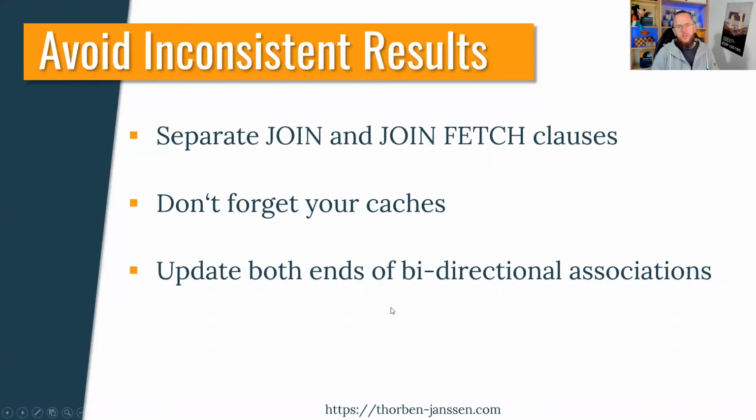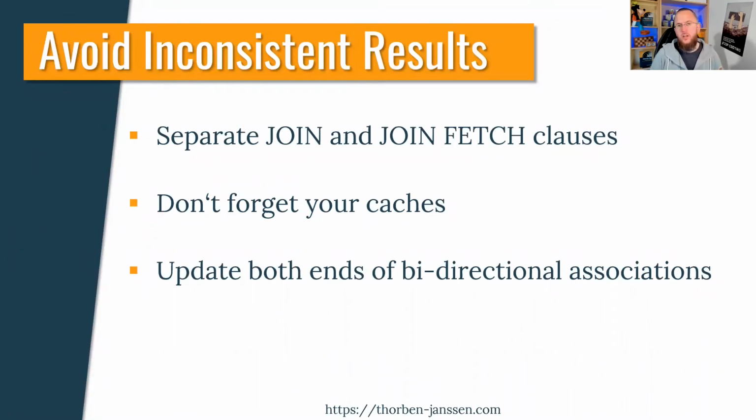If you want to avoid inconsistencies, you should always use a separate join and a join fetch clause when fetching your data. Otherwise, your join fetch clause, which tells Hibernate to fully initialize the association, actually limits the result set. And Hibernate gets an association which it thinks is fully initialized, but it actually only contains a small part of the association. And that not only causes inconsistencies in your business logic and in the result you present to your user, it can actually even result in data loss.